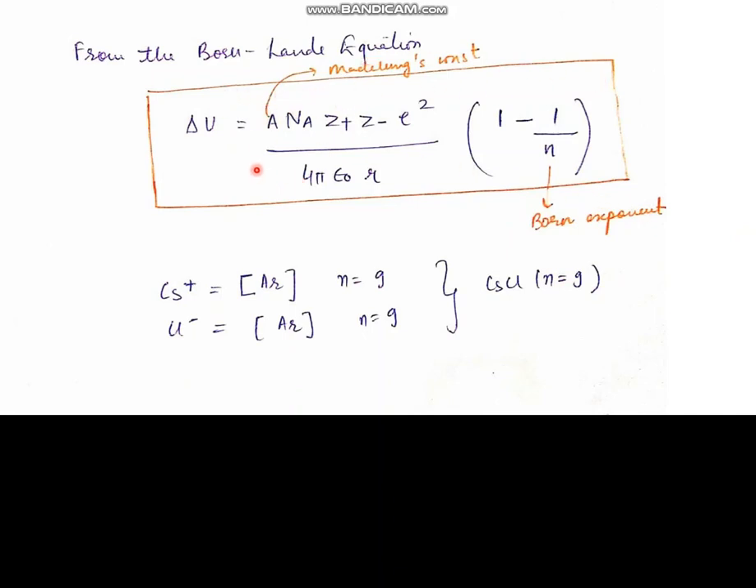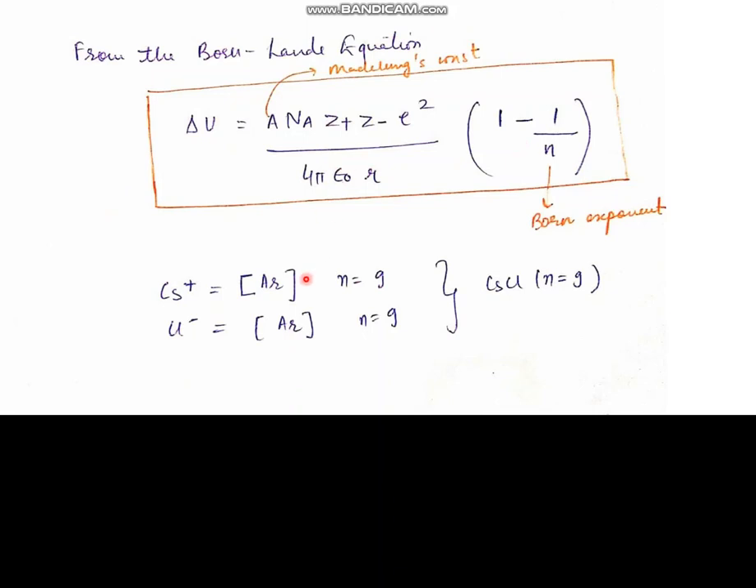Now generally students get confused about the minus sign, whether to put a minus sign here or not. It's quite obvious. If you are putting a minus sign before this equation, then you have to take the mod of your charges, so the product of your charges will be positive. And if you are not putting a minus sign here, then you have to take the charges including the signs also. So it's quite easy. This is your Born-Landé equation.